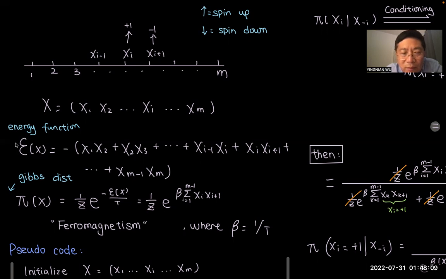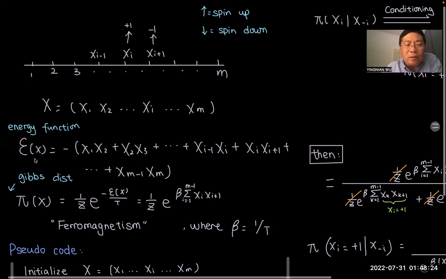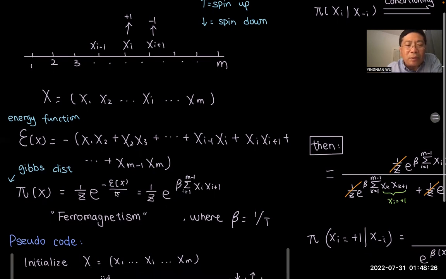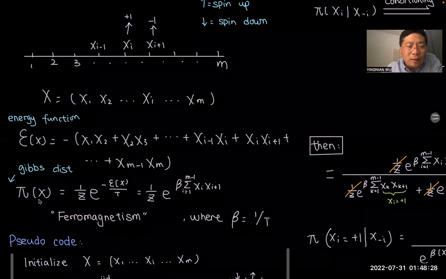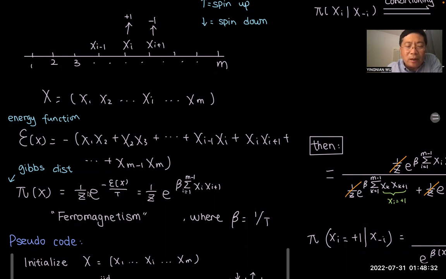Okay, so therefore this energy actually prefers the nearby spins to be similar to each other. It doesn't matter whether they are positive or negative. As long as they are the same, then the energy will be low. So that's the Gibbs distribution. And it is in the form of 1 over Z, which is a normalizing constant or partition function, and e to the negative epsilon(x) divided by T. Epsilon(x) is defined in this way.